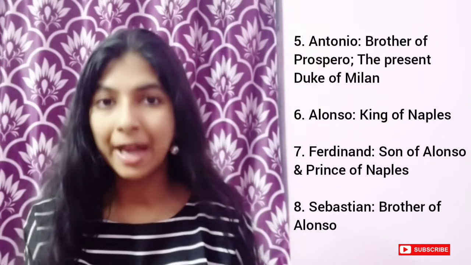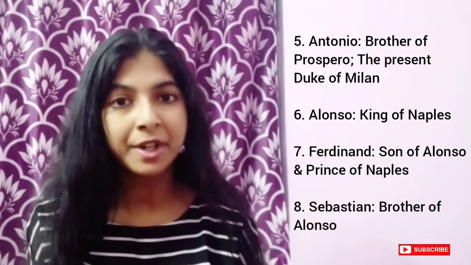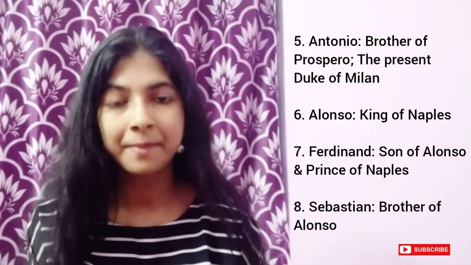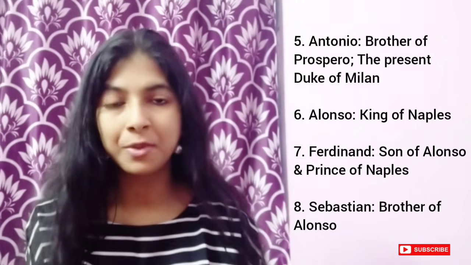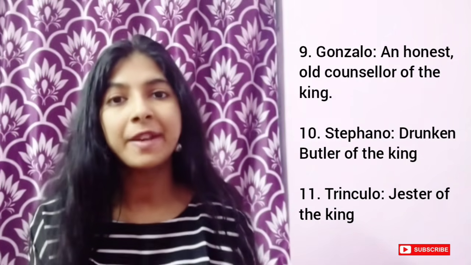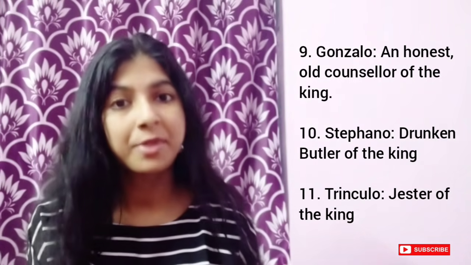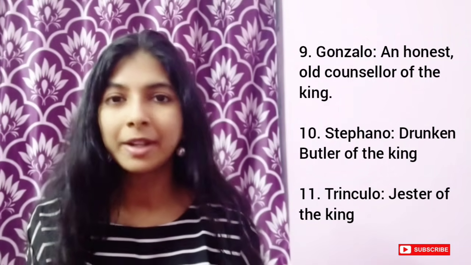Then we have Alonso, the King of Naples. Then we have Ferdinand, the son of Alonso and Prince of Naples. Then we have Sebastian, the brother of Alonso. Next we have Gonzalo, who is a very loyal and old counsellor of the king. Then we have Stephano, who is the butler of the king, the drunken butler.